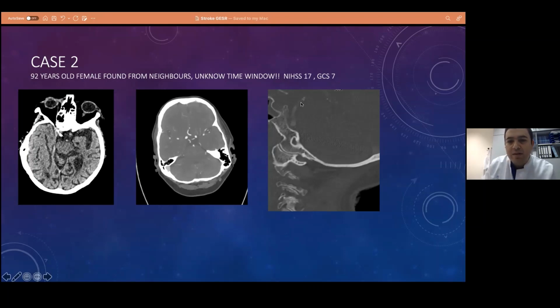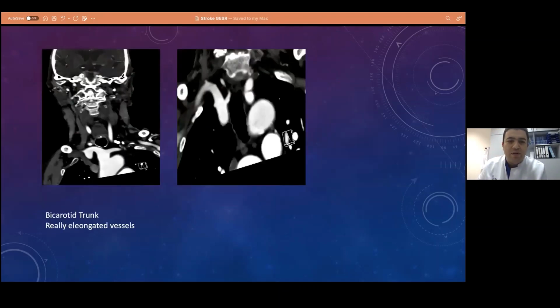It's clear. We were not sure if we should do it or not, but the relatives wanted us to do it, so we went for it. And the patient has in the CT angiography a bicarotid trunk, as you see here, the left carotid, and here the right carotid. It's a bicarotid trunk, and if you look further, you see it's a very elongated vessel.